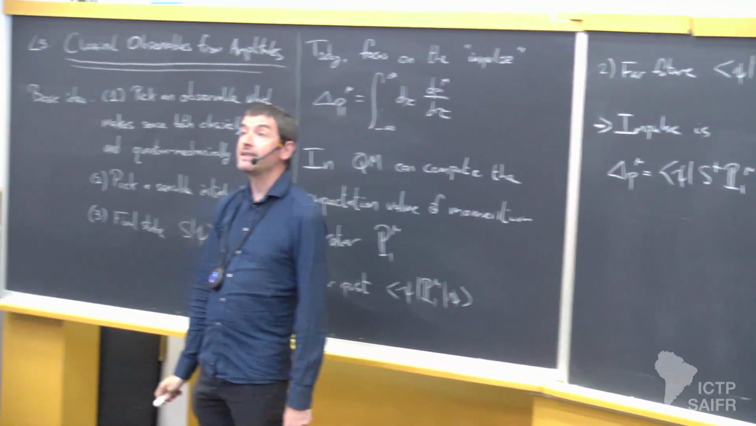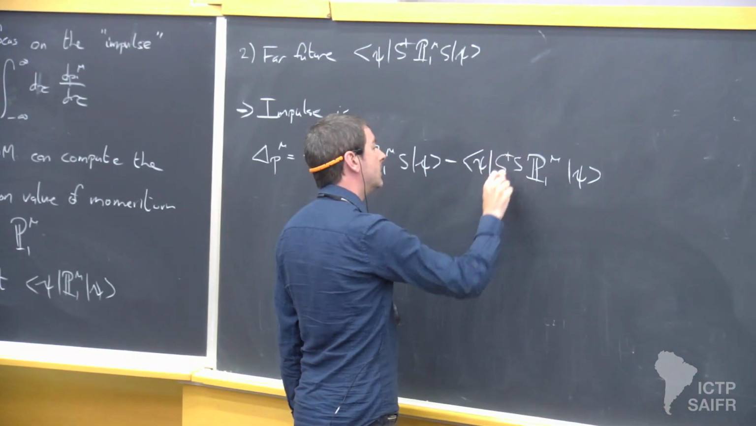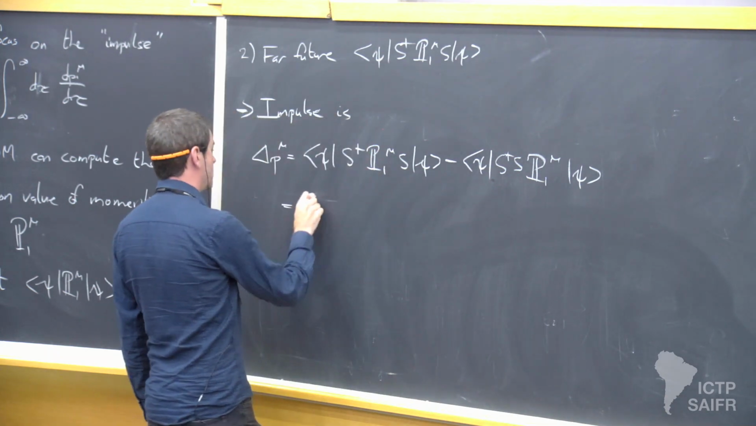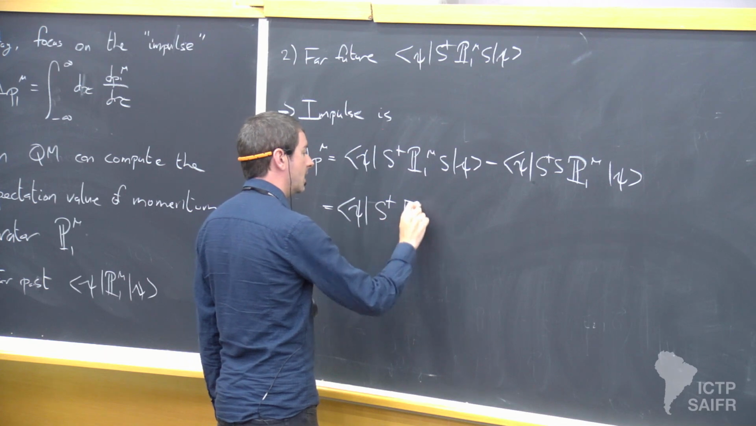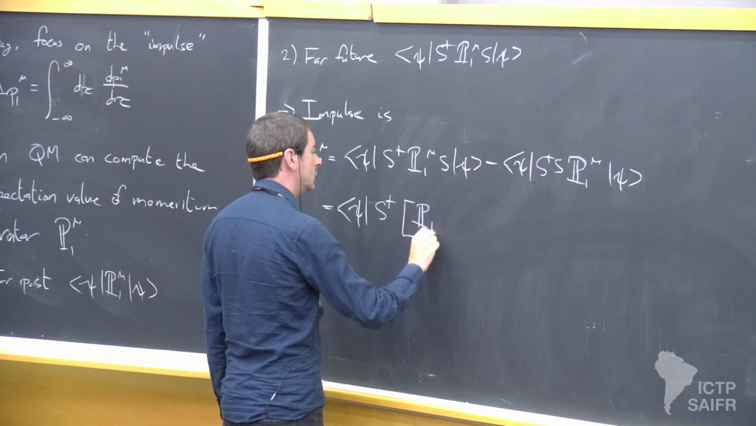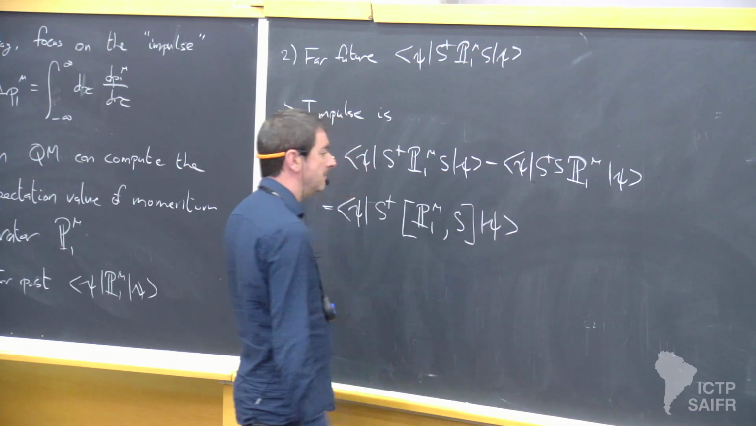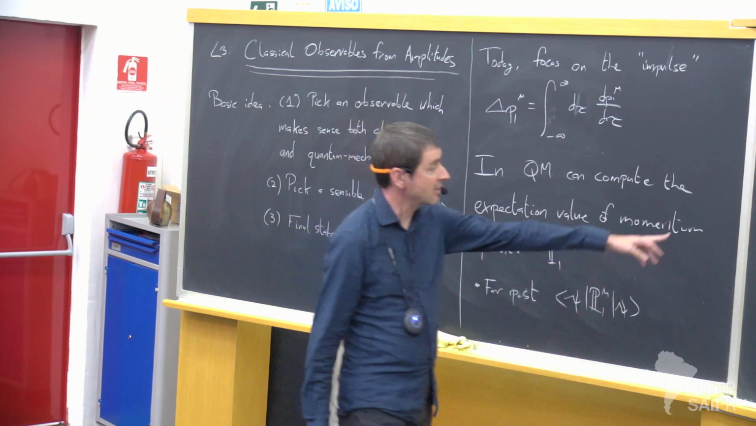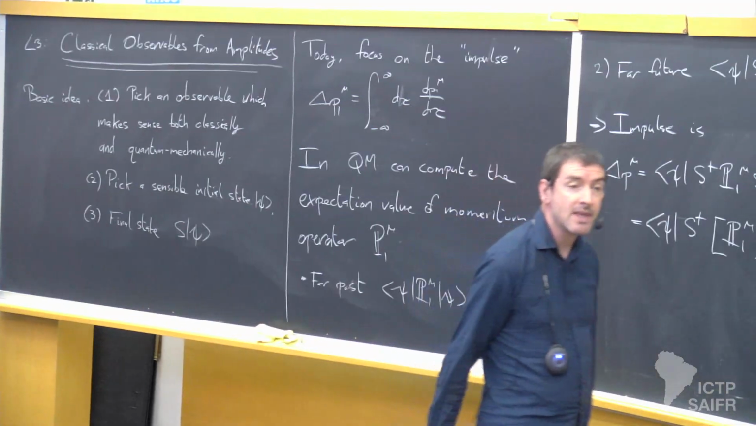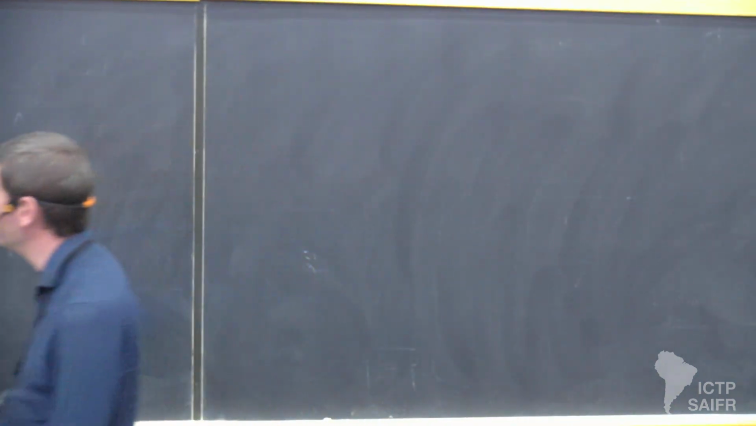Now, one way to simplify this is just to introduce unity here in the form S dagger S. So this thing becomes, well, it sort of looks like a commutator: the commutator of P1^mu and S on psi. Okay, so that's a basic expression for the observable. Now, it's usually convenient to write S as 1 plus iT, to introduce the transition matrix.